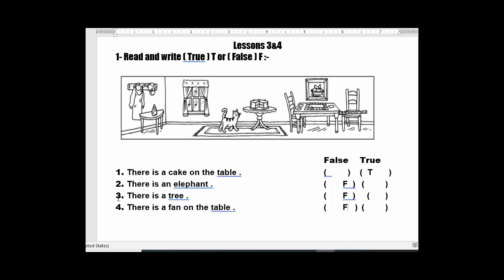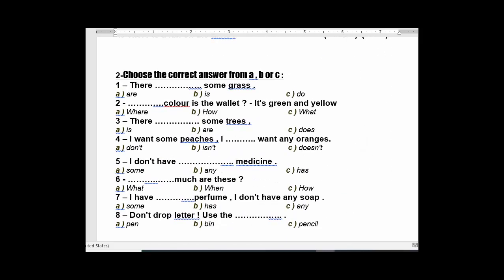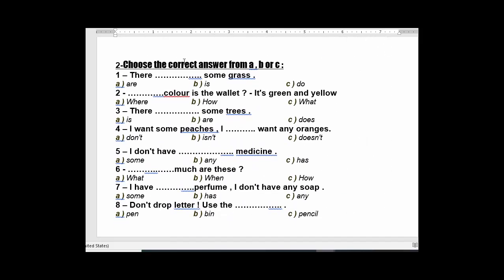Okay, there is a cake on the table. True, as you can see the cake. There is an elephant. False. There is a tree. False. There is a fan on the table. False, we can't see any fans. Okay, question number two. Choose the correct answer from A, B, or C.